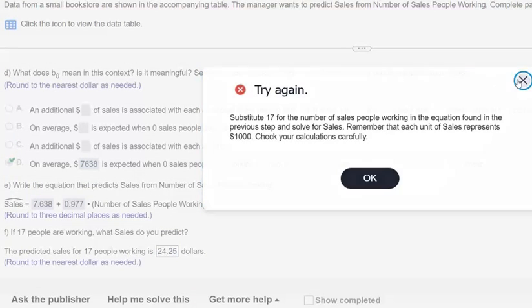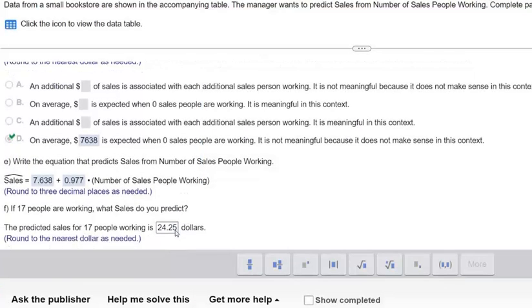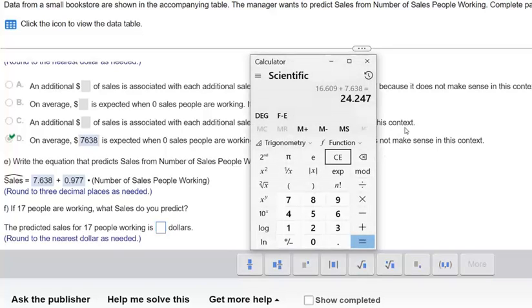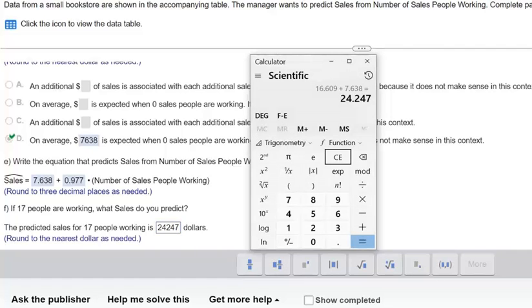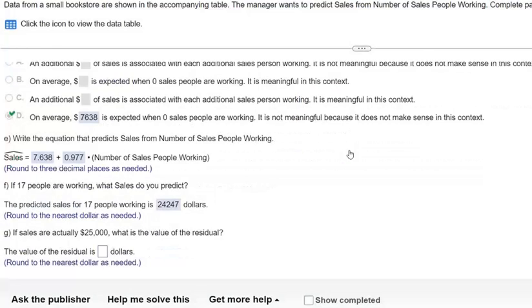Oh, it's in thousands of dollars. I didn't read. Okay. Yeah, so I forgot that our units are in thousands of dollars, right? So when you plug in 17 workers times 0.977 plus 7.638, that's 24. That's not $24. I don't know why I just stopped there. That's $24,000. That's $24,247. Forgot about those units.